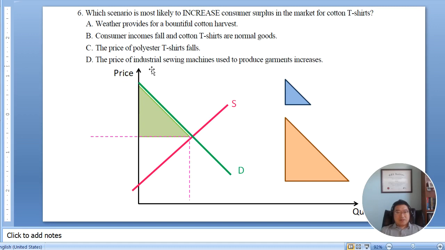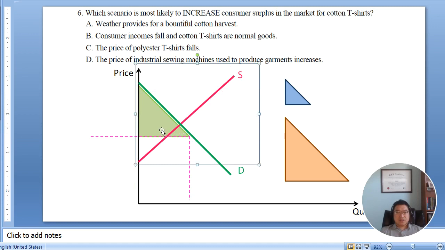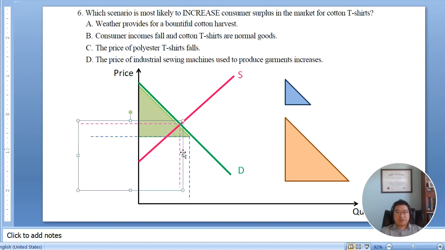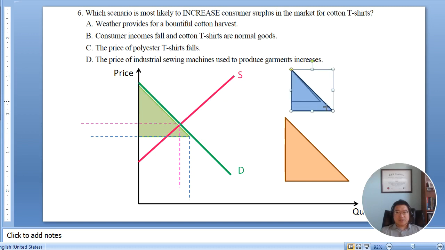Alright, D. The price of industrial sewing machines used to produce garments increases. The industrial sewing machines, again, they are kind of the capital goods for producing the cotton t-shirts. So they become more expensive, means what? The supply also shifted back for the cotton t-shirts, and we have higher equilibrium price and lower equilibrium quantity, and very likely smaller area for consumer surplus. Okay, now we've done the analysis, we know which one is the right answer.